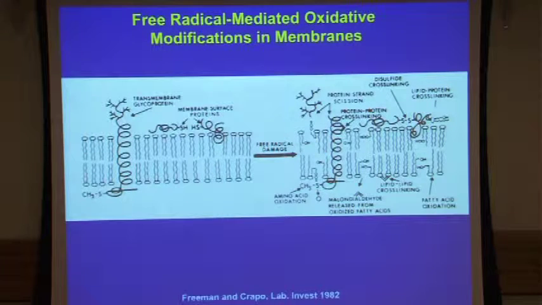For example, it's very clear now that the oxidation of peroxiredoxins is a critical signaling event in cells. So again, from Freeman and Crapo, this was just a hypothesis that has been proved through the years. There is a lot that can happen during oxidative reactions, but one is protein-protein cross-linking mediated by oxidation reactions, and lipid-protein cross-linking.